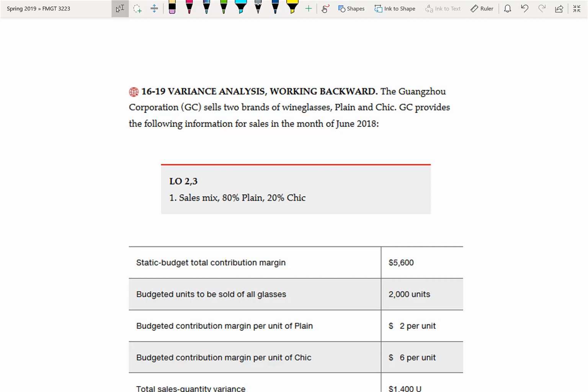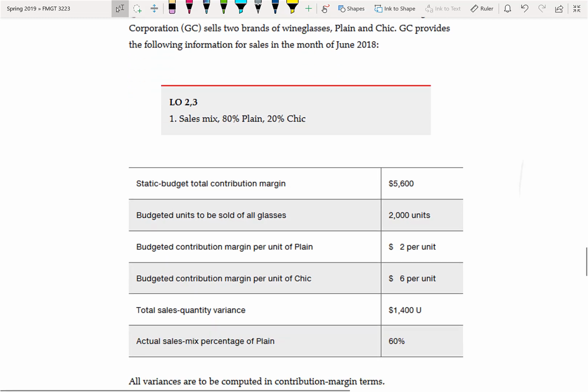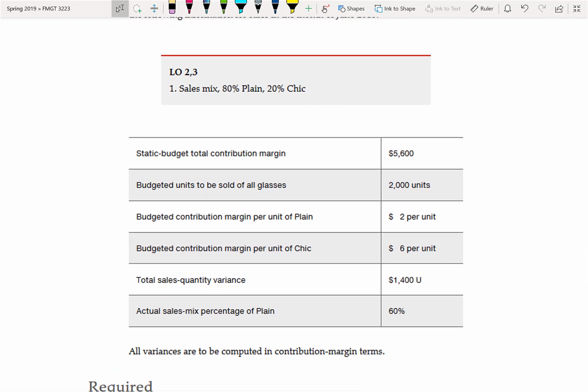The Guangzhou Corporation sells two brands of wine glasses, plain and chic, and then they give you the following information. Our static budget total contribution margin is $5,600. The budgeted units to be sold of all glasses is 2,000 units. So again, that's not just of one type of glass, it's of all of the different glasses together. Our budgeted contribution margin for plain is $2, and for chic is $6, and our total sales quantity variance is $1,400 unfavorable. We're actually also told the sales mix percentage of plain, and that's 60%.